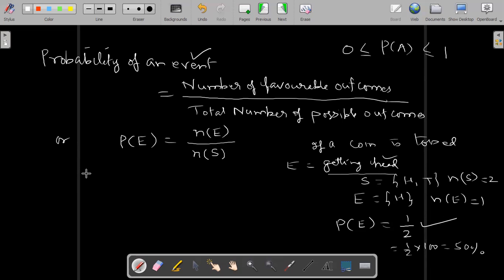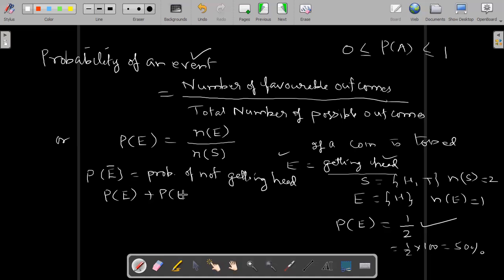If you are asked for not getting a head, here I am taking the same event. So the probability of getting the head is P. P(E bar) means the probability in this event of not getting head. If E is the event of happening, the probability of not happening that event is always such that their sum, the probability of happening an event plus the probability of not happening that event, where bar means not, is equal to 1.